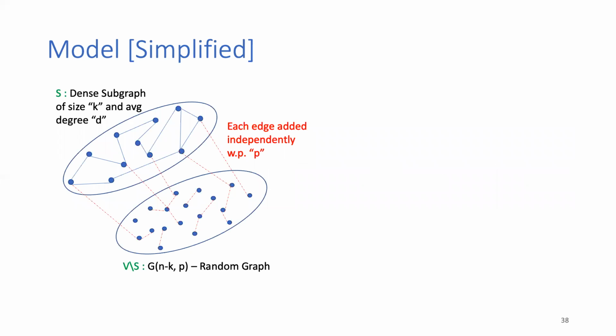For the sake of this presentation, I'm going to come back to the easier model. This is the case when S is some dense subgraph of size k and average degree d. S cross V minus S is random as always, and V minus S is a G(n minus k, p) graph. So when V minus S is a random graph, I'll just talk more about this particular case.